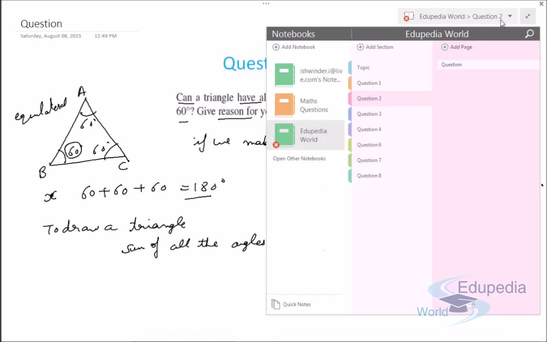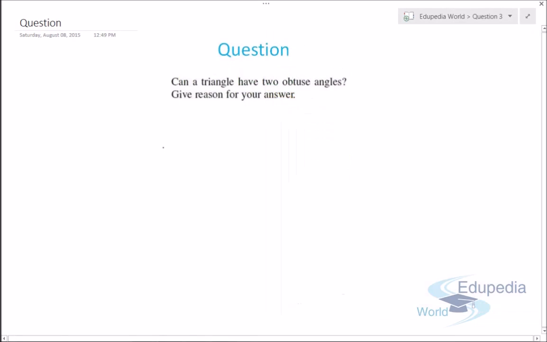So let's move on to the question number 3. The question number 3 says that, can a triangle have two obtuse angles? Now obtuse angles, as discussed, are angles which are greater than 90 degree. Now we have to give a reason for this.